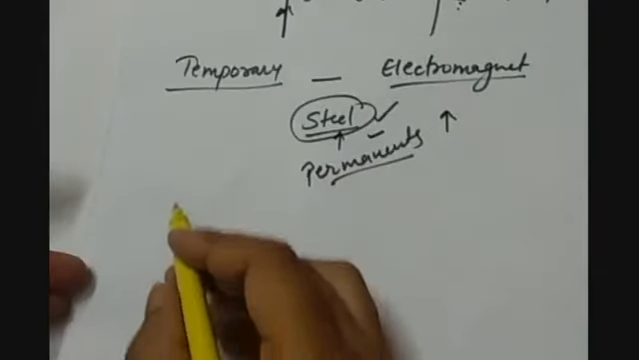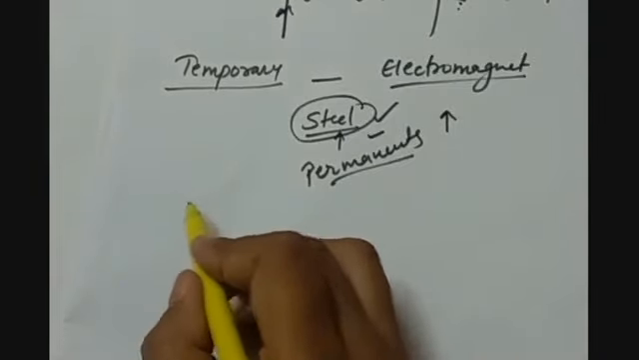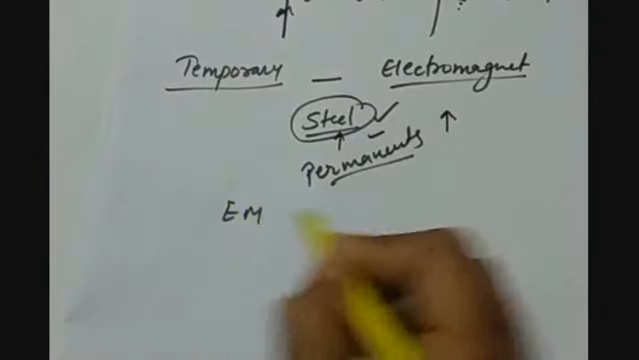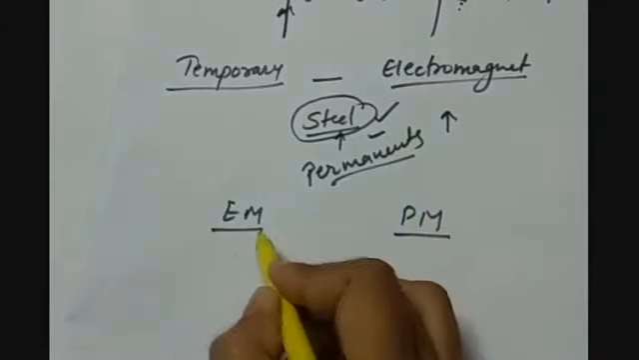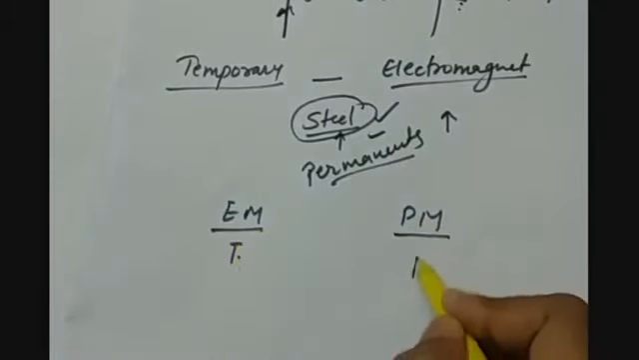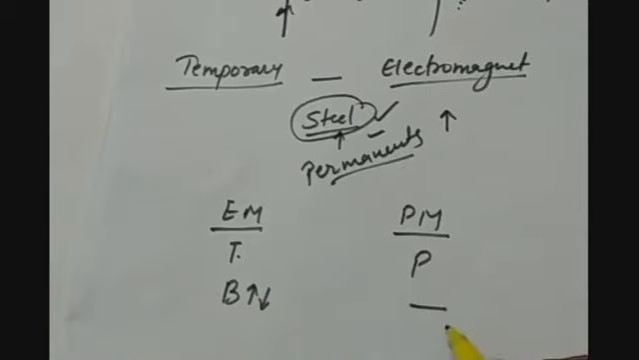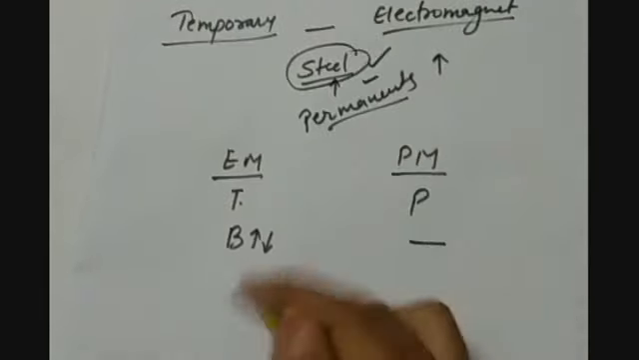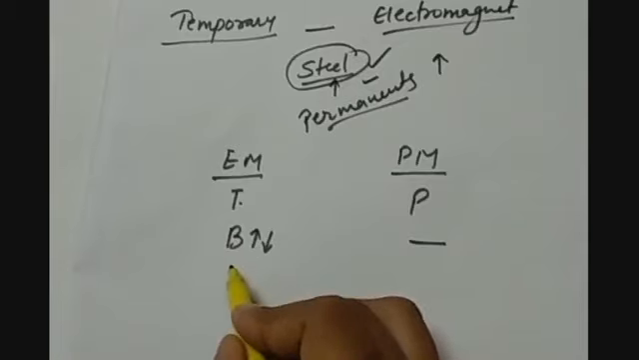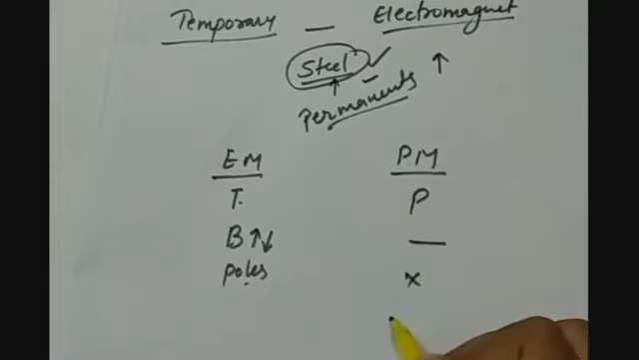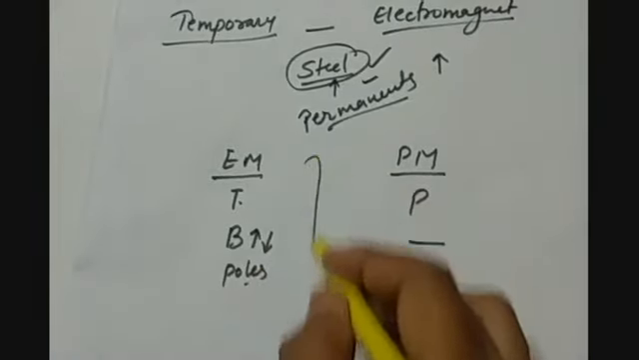Now we have seen in the lecture what the differences are between electromagnets and permanent magnets. These are the temporary ones, these are permanent. Here the magnetic field strength can be increased or decreased according to the requirement. But here, the magnetic field strength once fixed is fixed. It cannot be changed. Here, by reversing the polarity of the current, we can change the poles of the magnet. So poles can be changed. Here poles cannot be changed. So these are the benefits of having electromagnets.